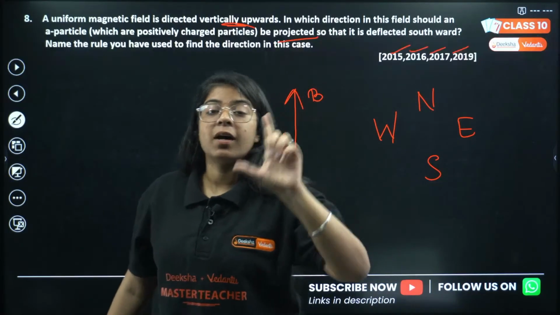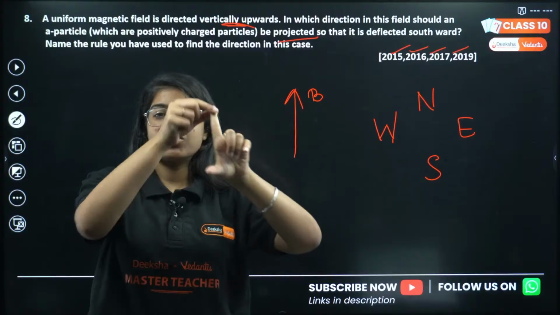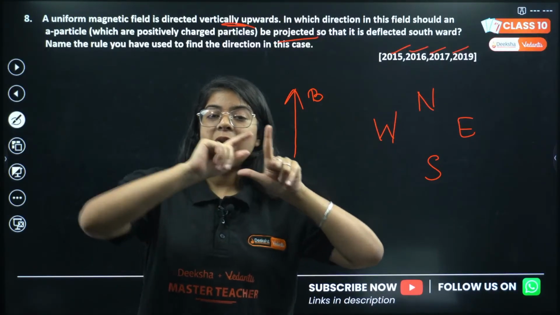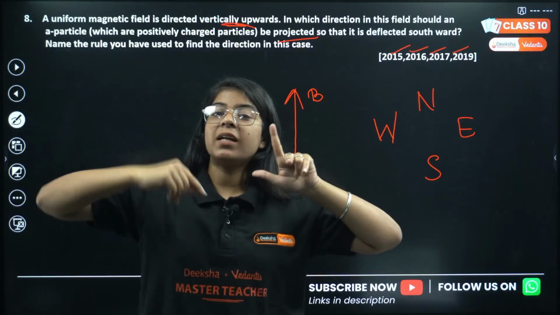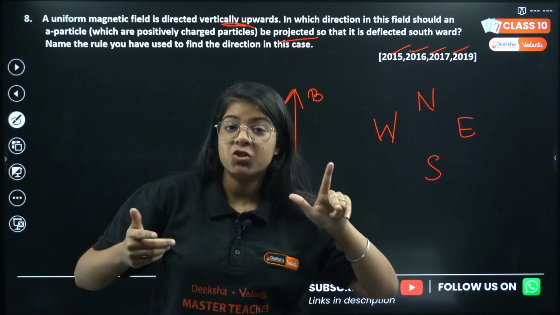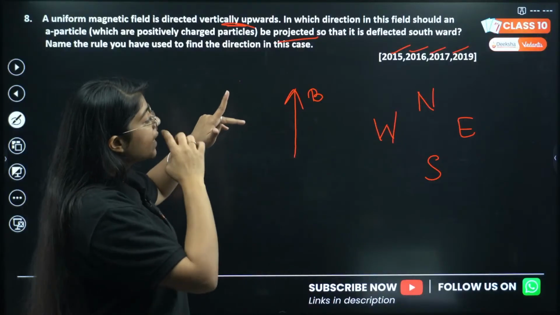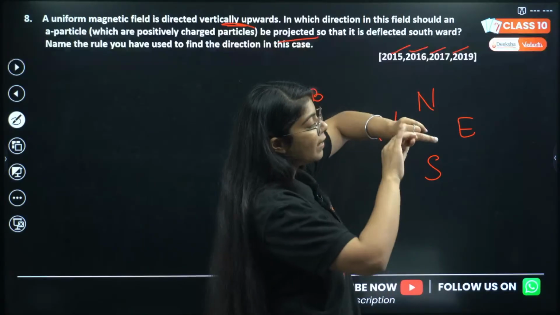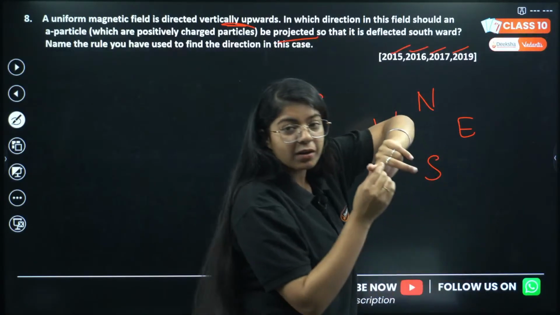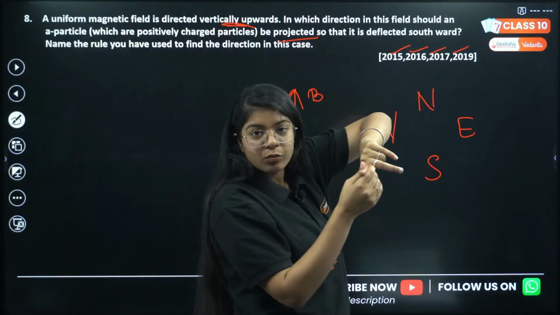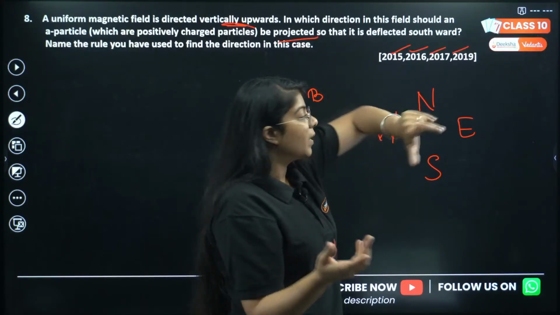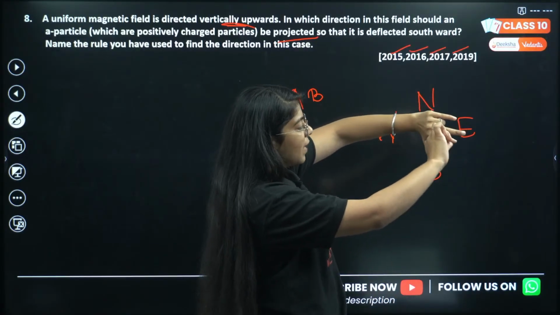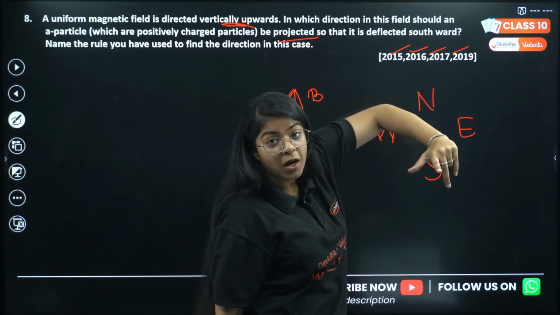So the magnetic field direction is upwards, correct? The current will be in the same direction as that of the alpha particle because the alpha particle is charged. So current will be in the south direction. So my magnetic field is upwards. If you draw it in the plane of paper, upwards will actually be outwards, correct? Like this, but in the plane of the board it will be like this. So this is my magnetic field, current is southwards, correct?